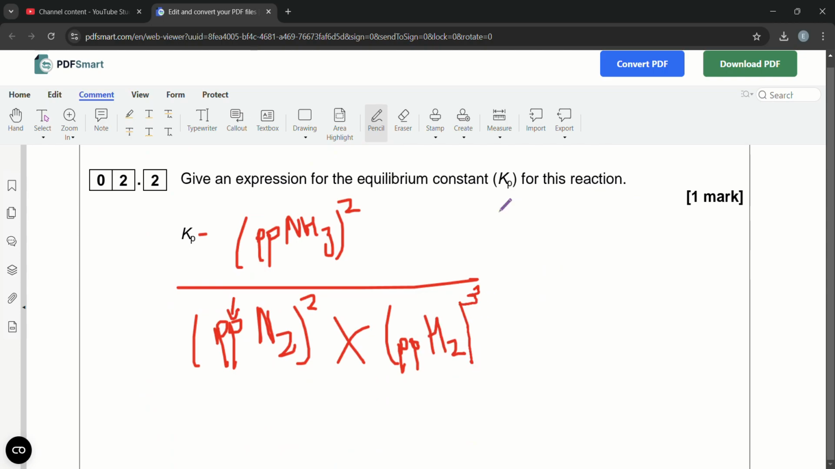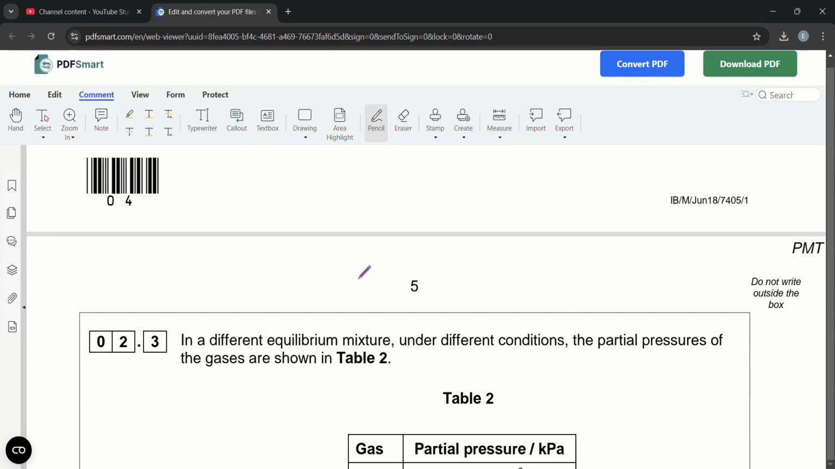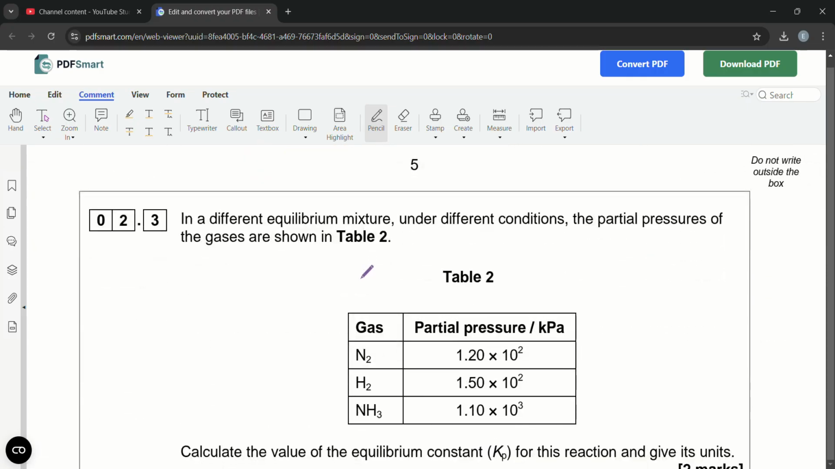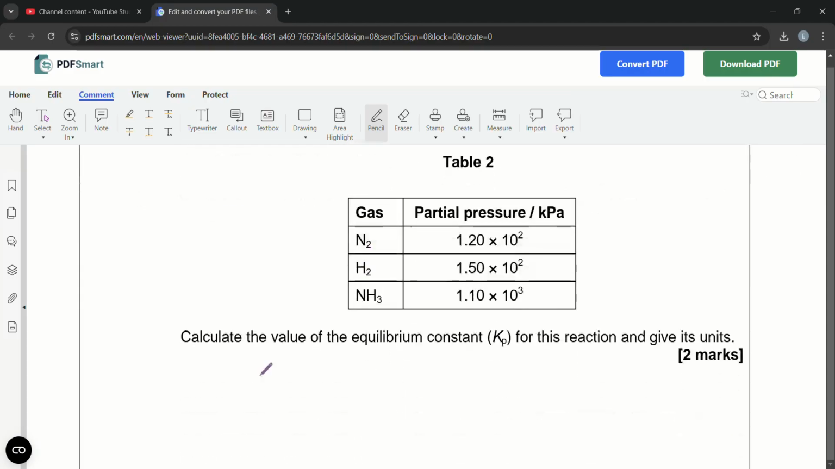And remember, Kp curly brackets. However, if it's Kc, then it's square brackets. But we're not doing Kc, it's Kp, so it's curly brackets. Then it says 2.3, in a different equilibrium mixture under different conditions, the partial pressure of these gases are shown in table 2. Calculate the value of the equilibrium constant for the reaction, give its units.